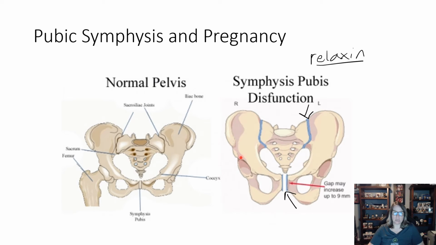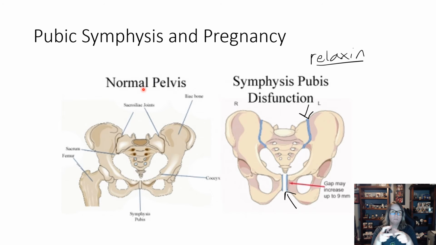During pregnancy, some women may develop what's called pubic symphysis dysfunction, which is where the gap gets almost 3 times as big as it originally was, up to 9 millimeters, and it can be quite painful because your pelvis is quite out of joint.